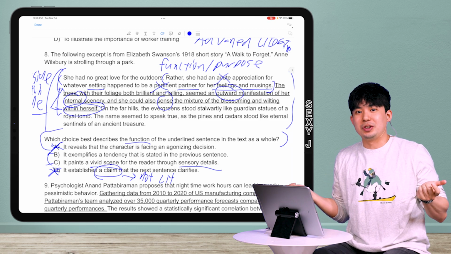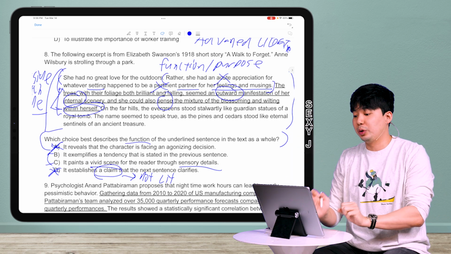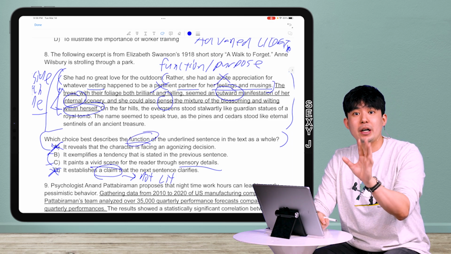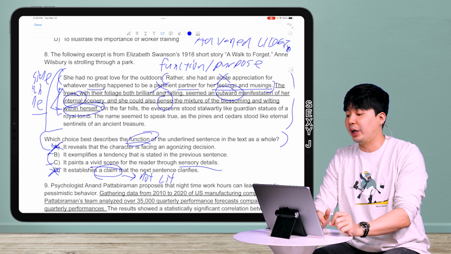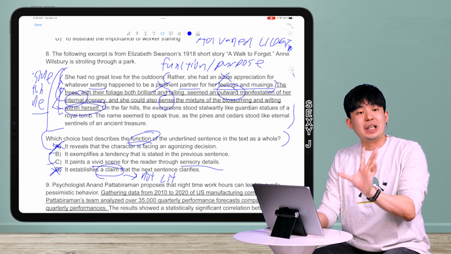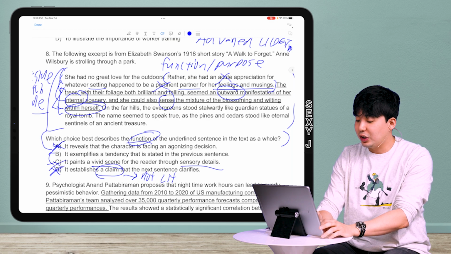However, it's the new digital SAT, so they ramped it up a little bit on this question. So what do they do? If it's, again, the function, where do we have to look? Does the sentence matter? No, it doesn't. What matters? The sentence beforehand. What do we have? The partner with her feelings and musings, that stuff, okay? So the answer here is B.